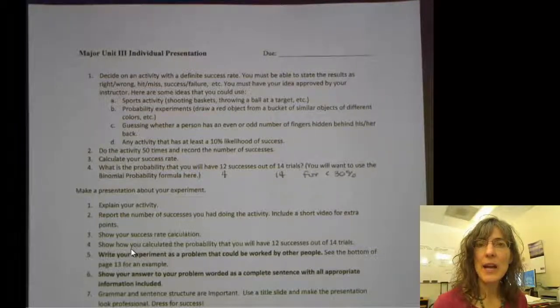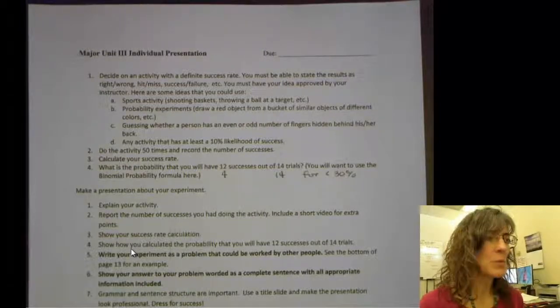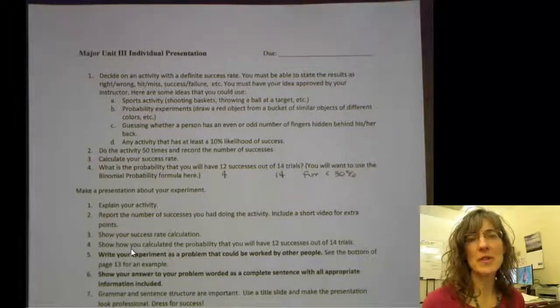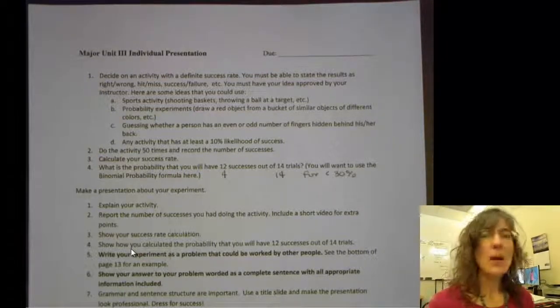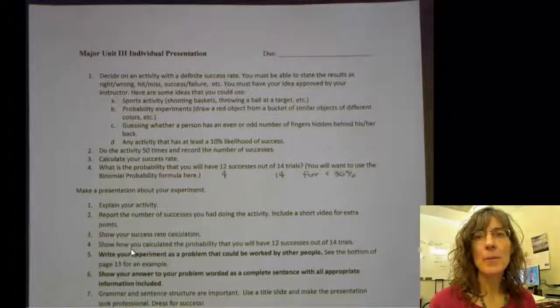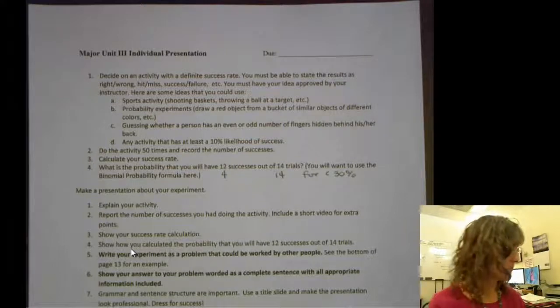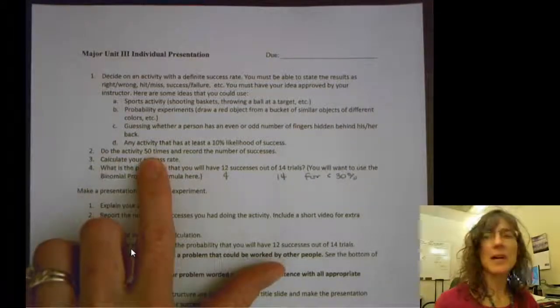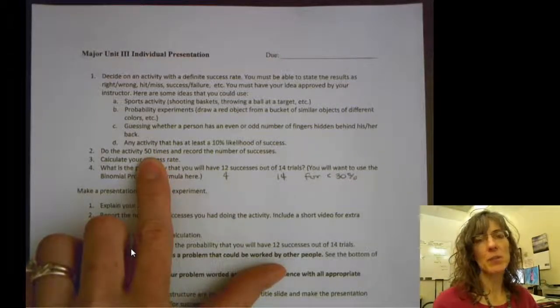You could do a sporting activity of some sort, and you could do some guessing games or something that has at least a 10% probability of success or likelihood of success. I'm going to do a little activity to show you what your project could be. My activity, I'm going to change very slightly from what yours is. You will do 50 tries, 50 trials. Do your activity 50 times. I'm going to do just 20 today, so you will need to do 50 for yours.